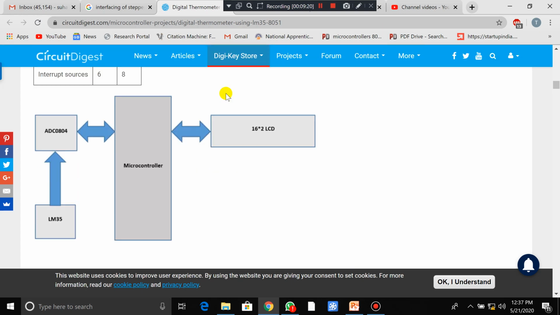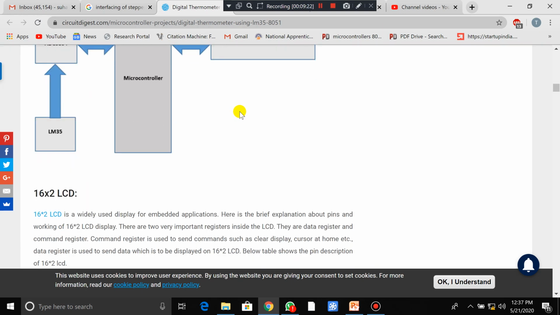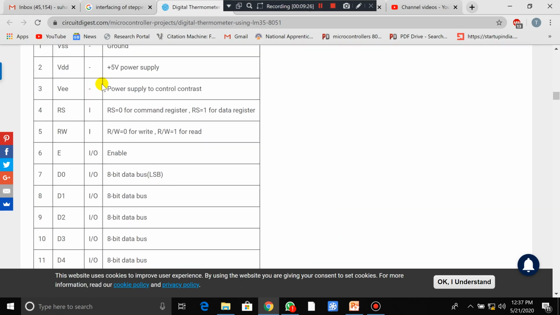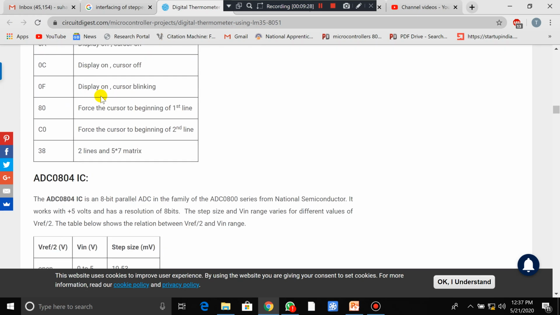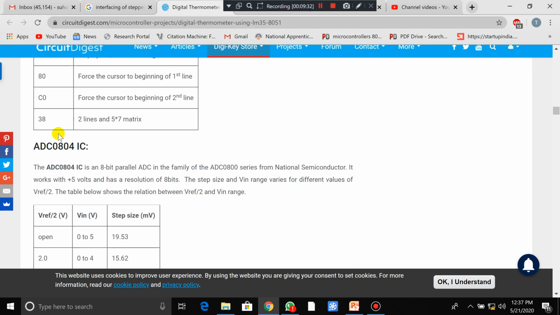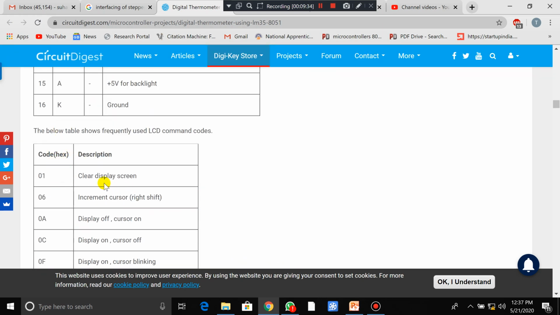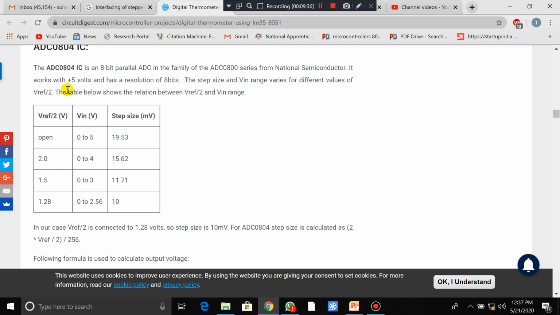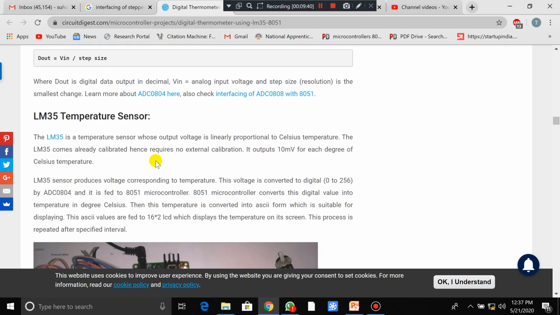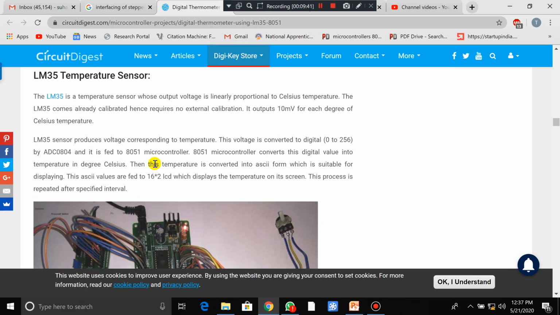So here we are using a 16x2 LCD, that is liquid crystal display, what we discussed in the last class. So these are related to LCD. So these are related to ADC. These are the control pins to display and all. So this is for ADC data. So temperature sensor. Let us concentrate on the temperature sensor.